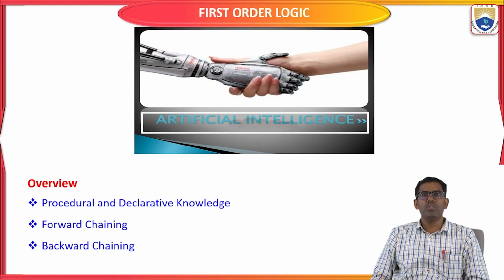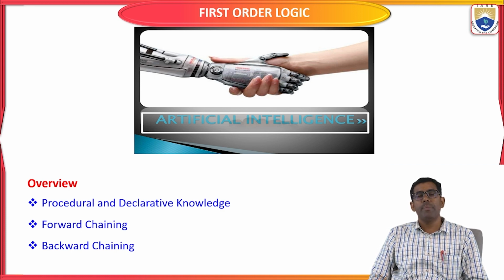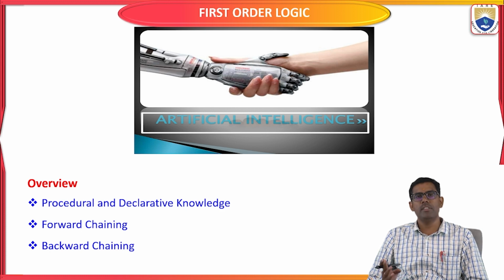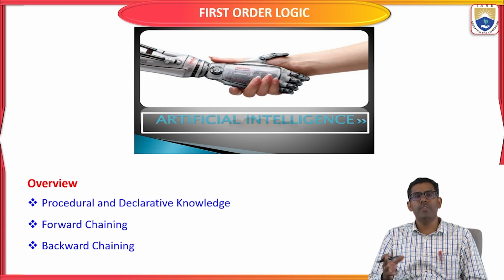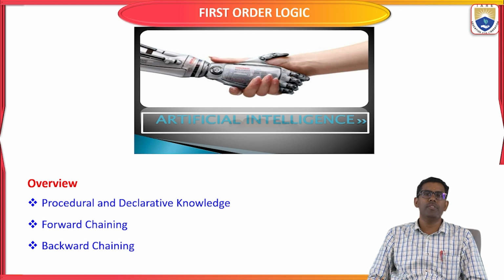First, we will see procedural and declarative knowledge. These two types of knowledge are very important in an AI machine to learn and represent knowledge about a particular problem statement. Procedural and declarative knowledge are simple types of knowledge representation. In the previous class, I spoke about the various types of knowledge representation, and this is one type.